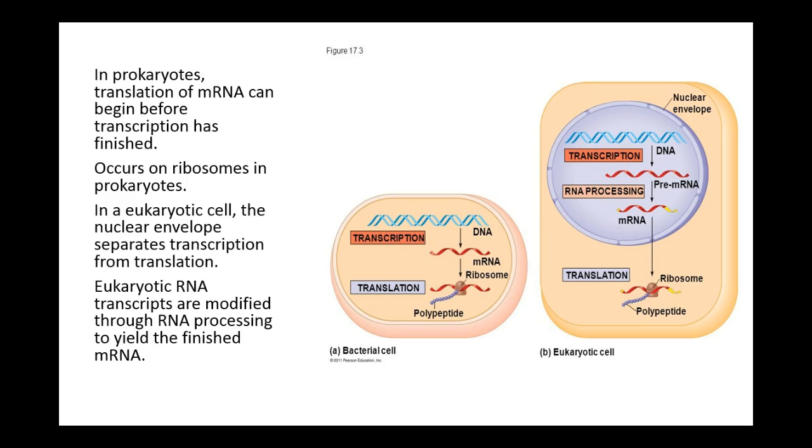Whereas with eukaryotic cells, it's definitely two different processes. You have your transcription, then the messenger RNA needs to be processed, meaning looked at, proofread. Messenger RNA then exits the nuclear envelope into the cytoplasm, and then translation can take place in the cytoplasm. We'll pick this up on the next one.